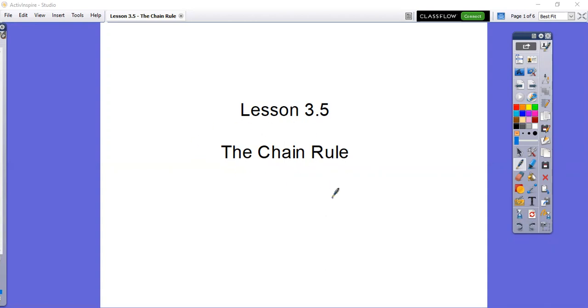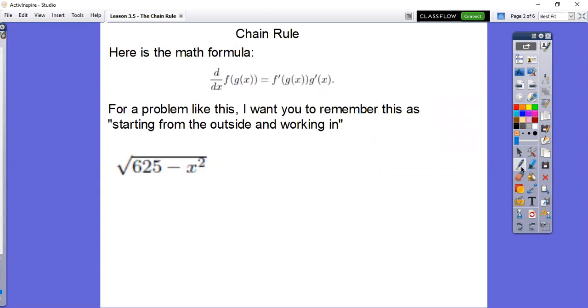So a couple videos ago, we talked about some of the basic derivative rules in lesson 3.2. Today we're going to talk about the chain rule. The chain rule is a rule for composite functions that we're going to use those other basic derivative rules to basically put together. So let's get cooking talking about the chain rule.